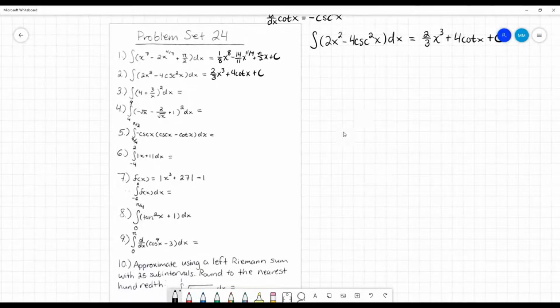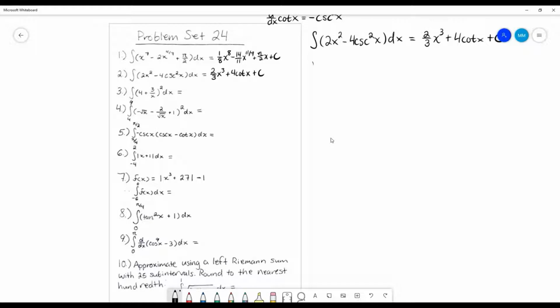Okay. Moving down to number 3, we've got 4 plus 3 divided by x squared, and I'm going to take the integral of that. Obviously, because of this exponent here, I can't just take the integral, so I want to multiply this out. I'm going to do that over here. This isn't too bad. It's squared, so it's just multiplied by itself. Let me just do that FOIL. So it's going to be 16 plus 12 over x plus 12 over x plus 9 over x squared.